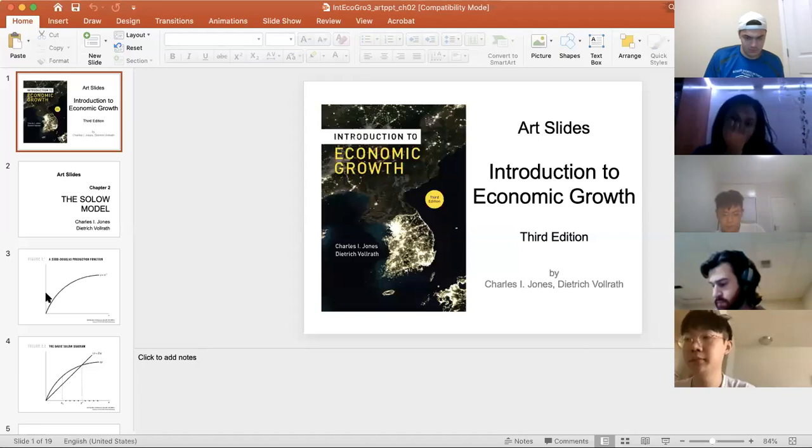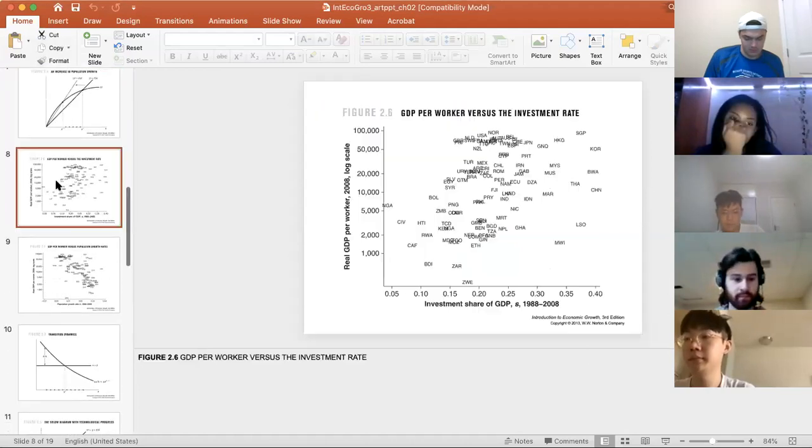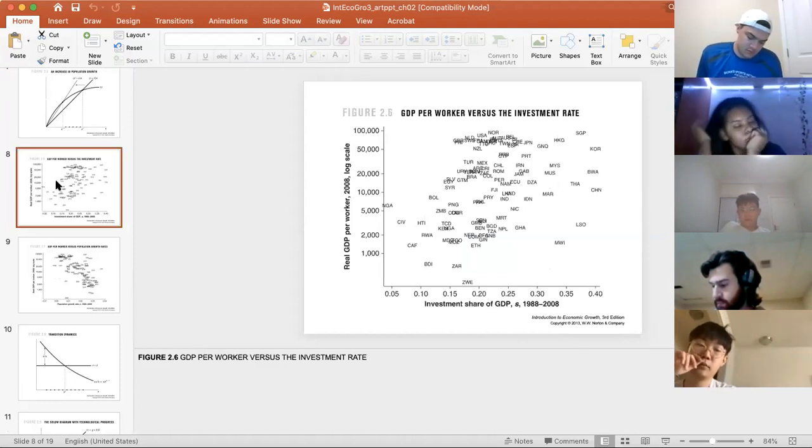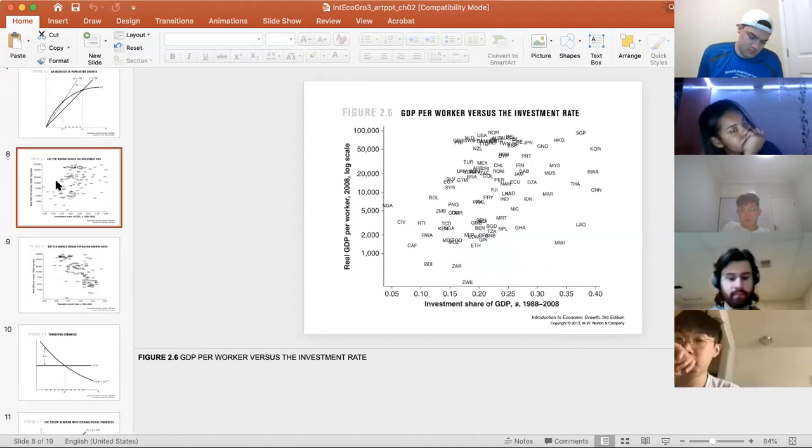Okay, here we go. This is the figure from your book. This is looking at the same thing, basically: GDP per worker versus the investment rate or the savings rate. On the horizontal axis, we have S bar, and on the vertical axis, we have how rich the country is. Is it true that countries that save more are richer? Well, yes, but you'll notice there's a lot of noise in this data.